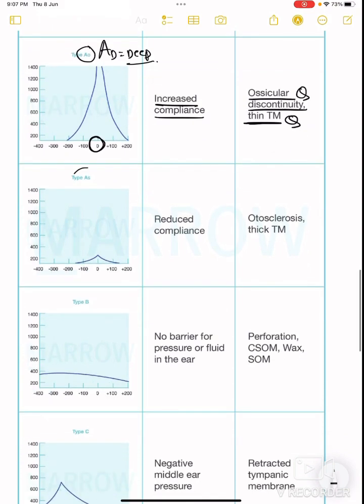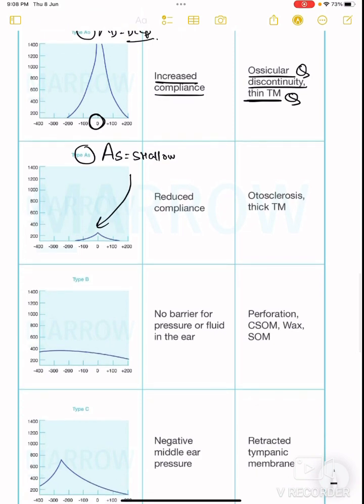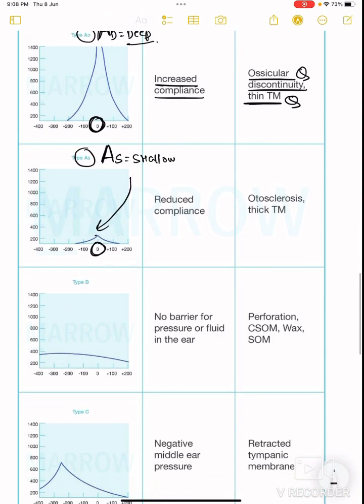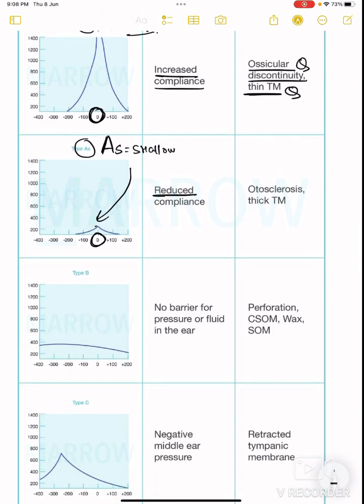Then coming to AS type of variety. S means shallow. Shallow means this, a very short peak. A very short peak or shallow peak will be seen again as A, because the peak is at 0. This is A because peak is at 0. So A shallow will be seen when there is reduced compliance, meaning the air which is going back and sensed by the transducer is actually very less in amount, meaning the tympanic membrane and middle ear cavity is not throwing back air very fast, meaning compliance is decreased.